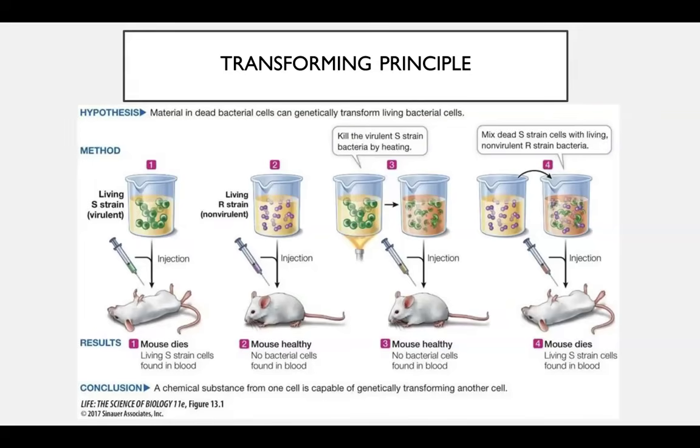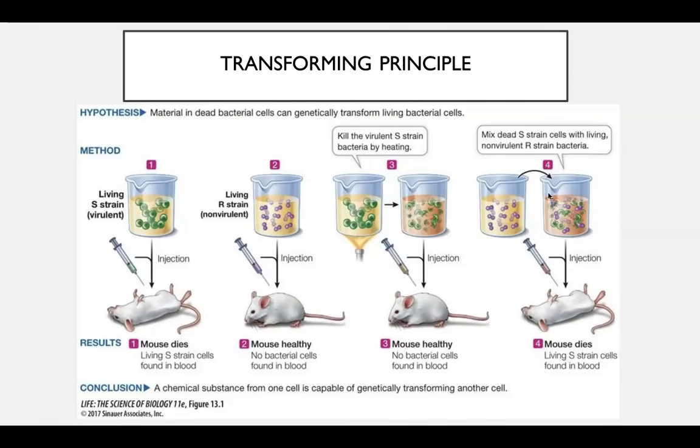In experiment one, you have a living virulent strain of bacteria. After injecting a mouse with the living strain, the mouse dies, and you still see those living cells in the blood. In experiment two, you have the R strain, which is non-virulent. It's just a normal strain of bacteria. You inject the mouse with it, the mouse is healthy. You don't see any bacterial cells in the blood. If you kill the virulent S strain bacteria by heating, but still inject it into the mouse, the mouse is still healthy. No bacterial cells are found in the blood.